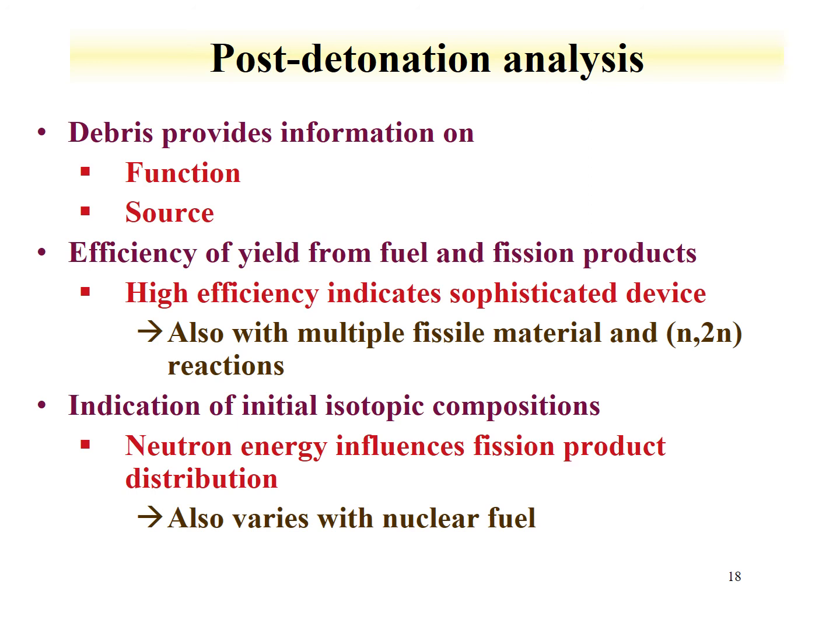You can also get indications about the initial isotopic composition, so that the neutron energy influences the fission product distribution. The type of target material, whether it's uranium or plutonium, will have different fission product distributions. So looking at the fission products can give you information about the composition of the fuel of a device.